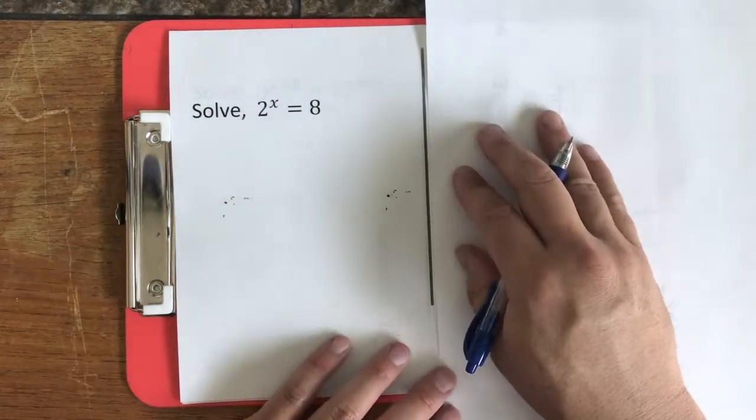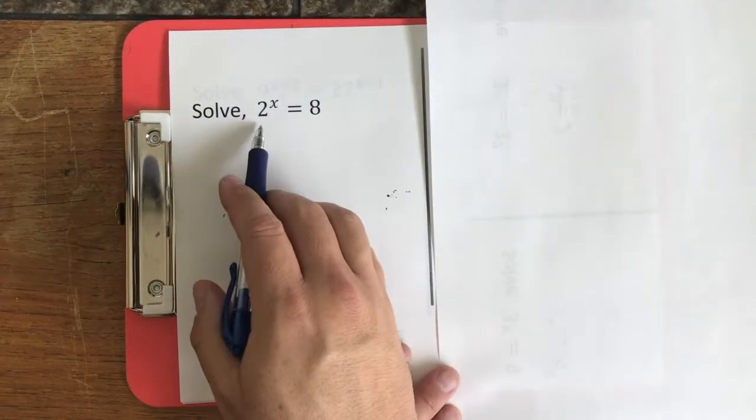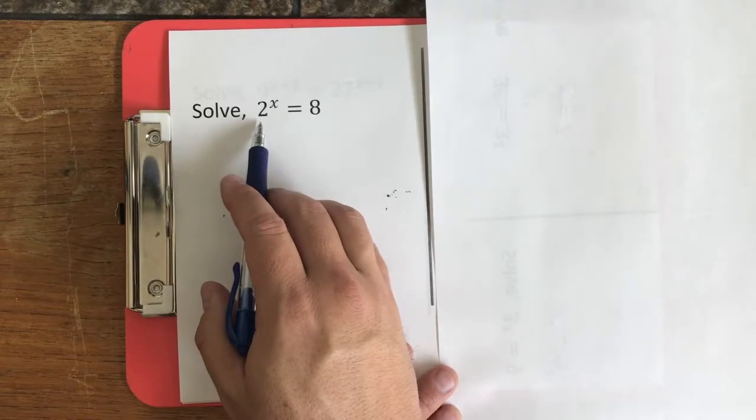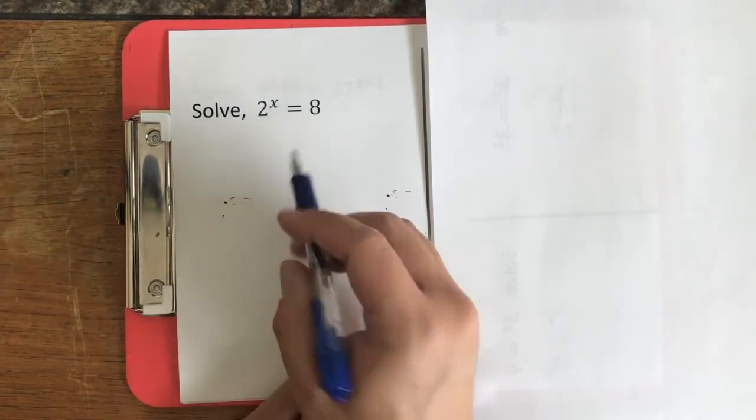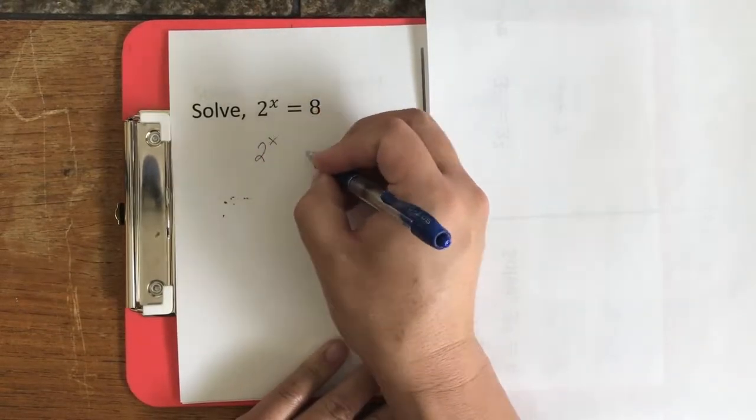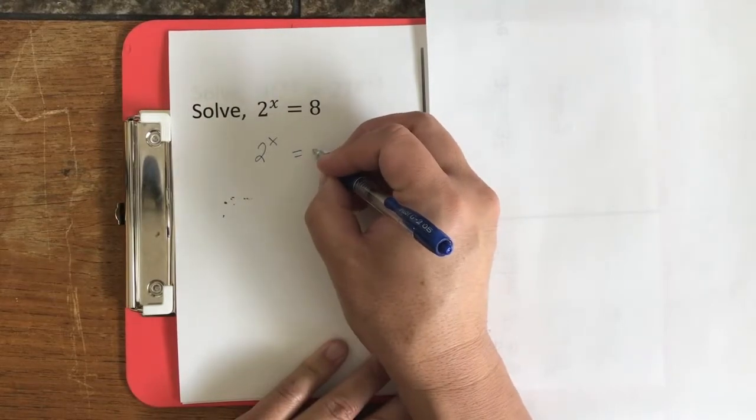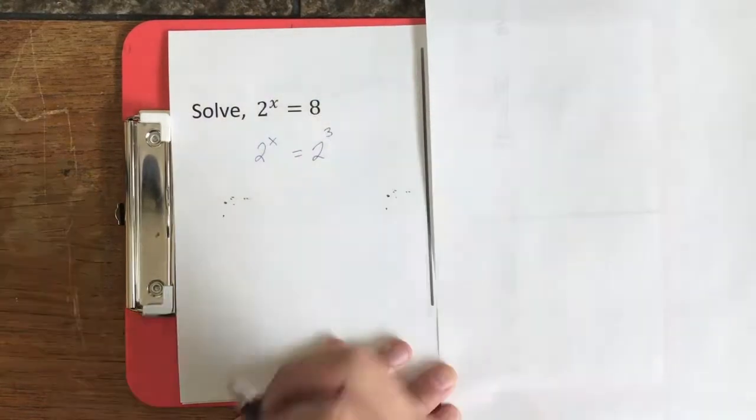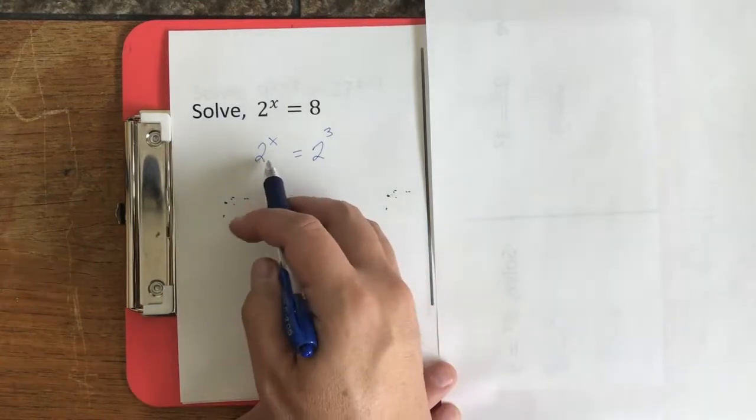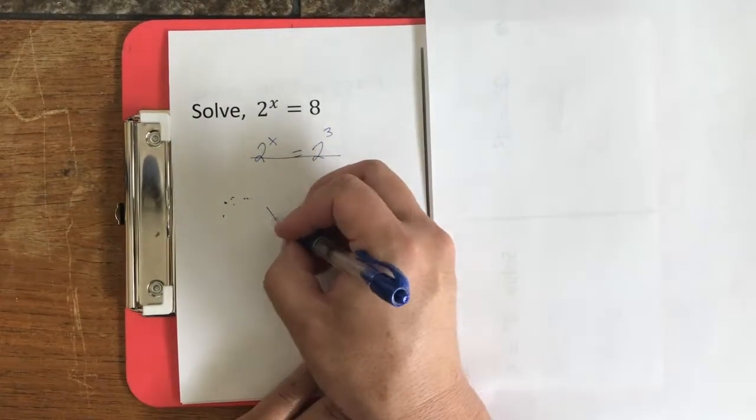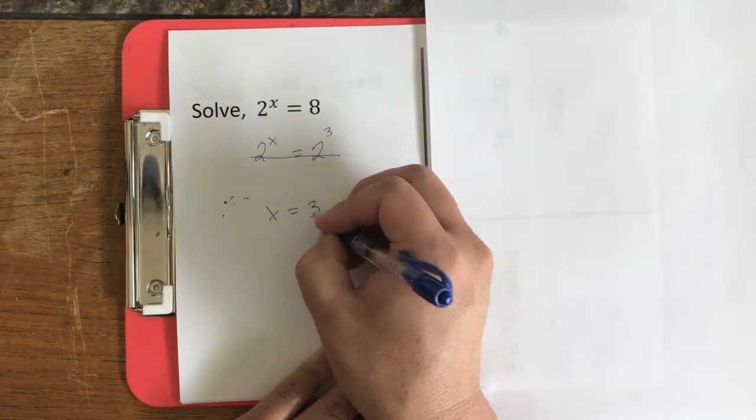So let's do the same thing for this problem. Over here, we have a base of 2, so we want the bases to match. 8 is equal to 2 cubed. Now that the bases match, x is equal to 3.